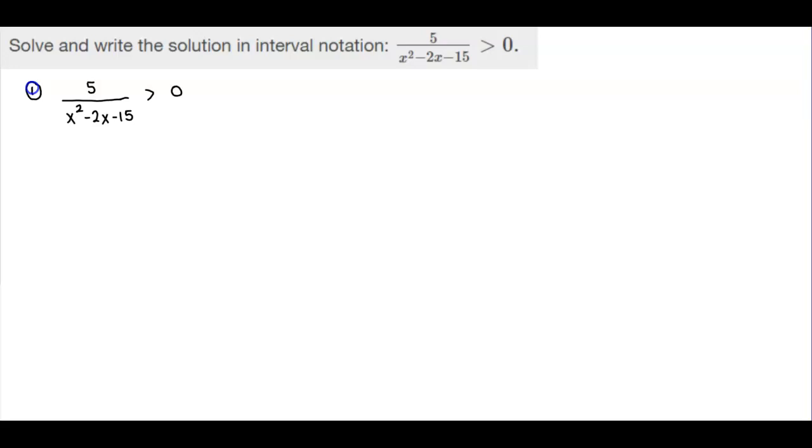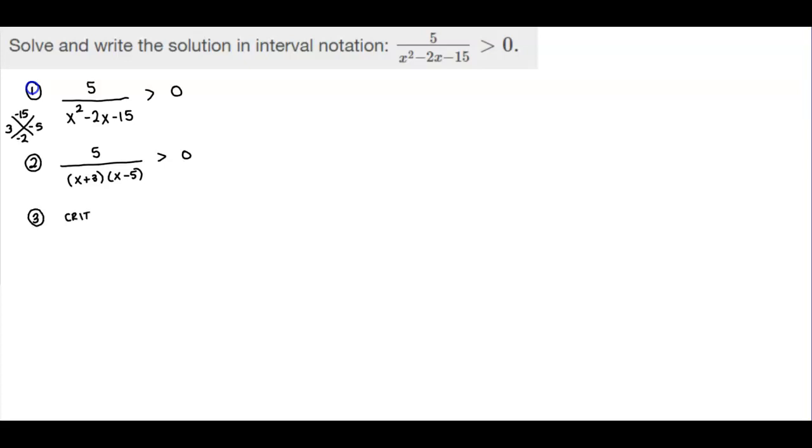But now we need to factor the denominator. The denominator is not in factored form, but we want to be able to do that. So we have 5 over x squared minus 2x minus 15. The value for c is negative 15, and then this is negative 2. What two numbers can we multiply to get negative 15 that when we add them together give us negative 2? Well, it's going to be a positive 3 and then negative 5. So therefore, our denominator is going to be x plus 3 times x minus 5, and we know that that's greater than 0.